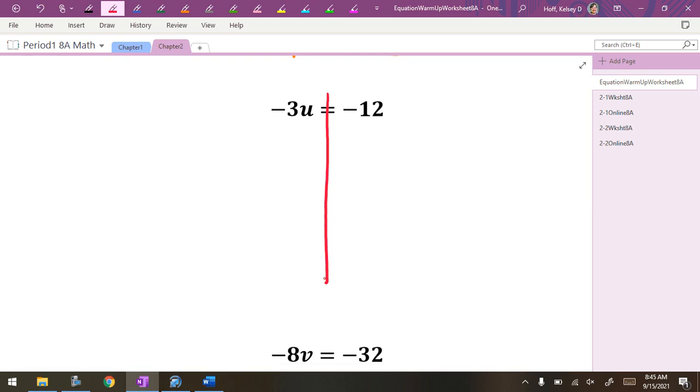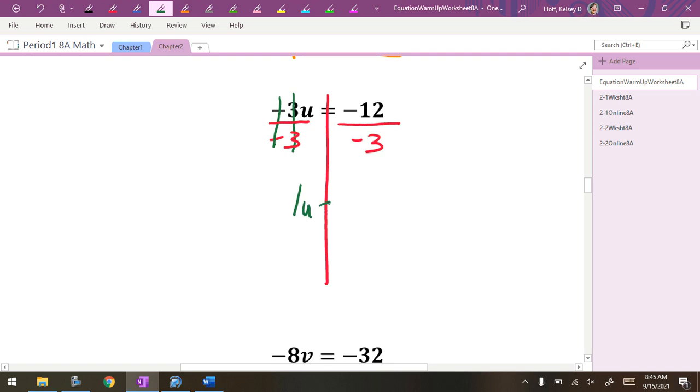Okay, check. If that number is directly next to it, what's happening here? Multiplication. There's nothing in between them. So to undo multiplication, I need to divide. What am I going to divide by? Negative 3. Negatives and my 3's cancel and become 1U.